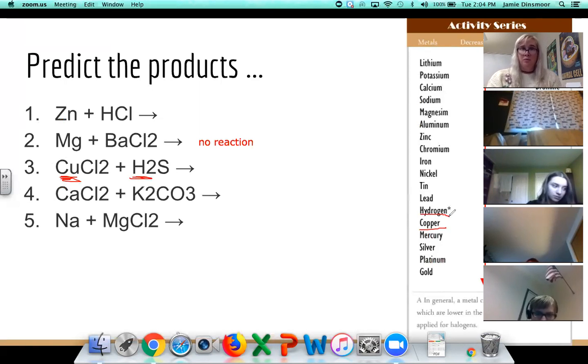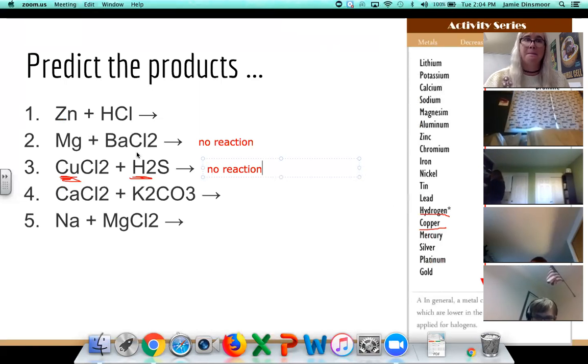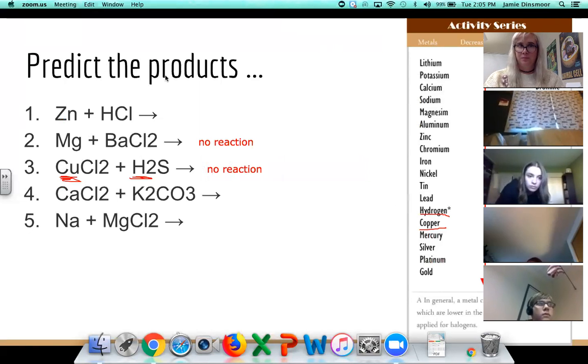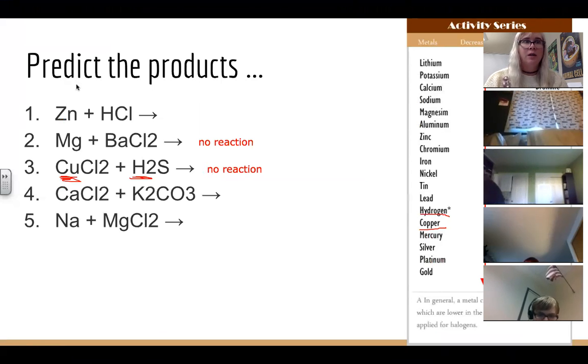No, you're right, it won't, right? Copper is less reactive than hydrogen. So again, this one would be no reaction. Again, because copper is lower than hydrogen, copper will never replace hydrogen. Okay. What about the next one? Which two metals do we see? Thank you, Catherine. We see calcium. And we see potassium.